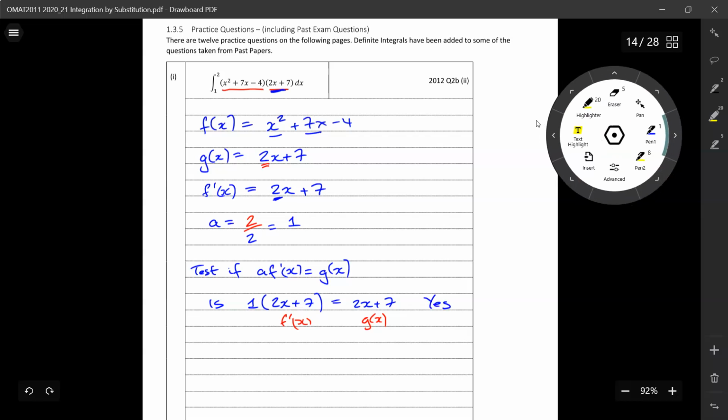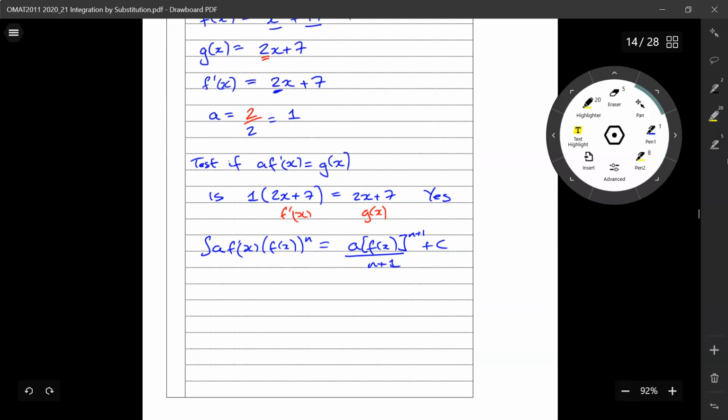And once that's true, that means we can then use our general formula, where the integral of a times f prime of x times f of x to the power of n is equal to a times f of x to the power of n plus 1, over n plus 1, plus a constant of integration, although here we have a definite integral.